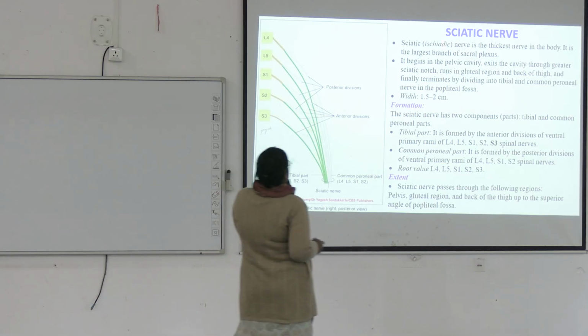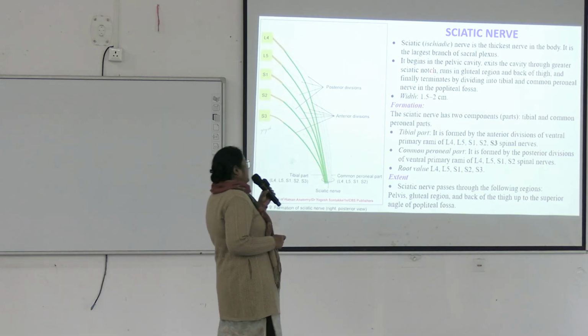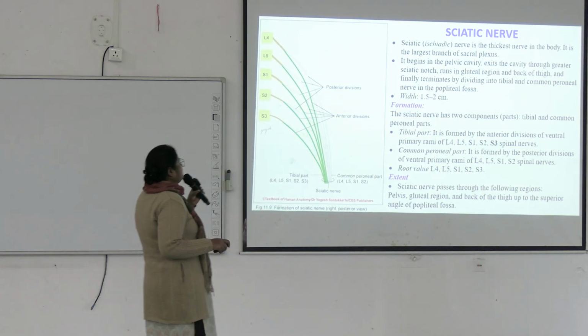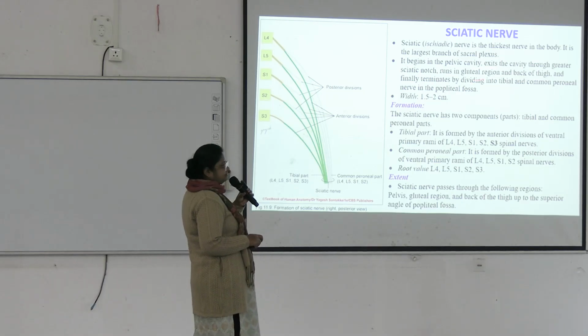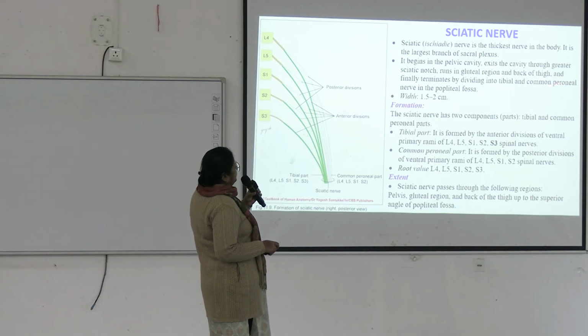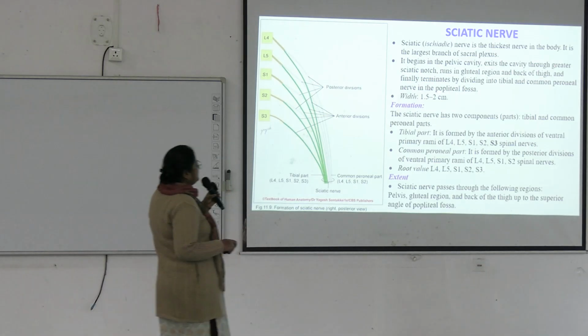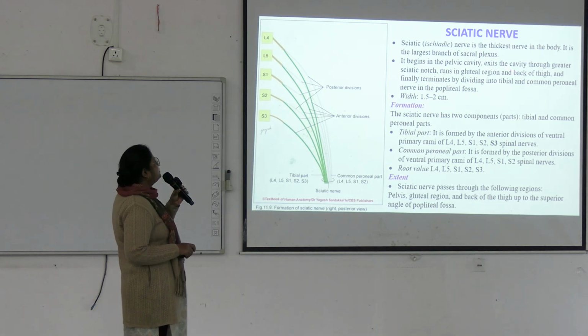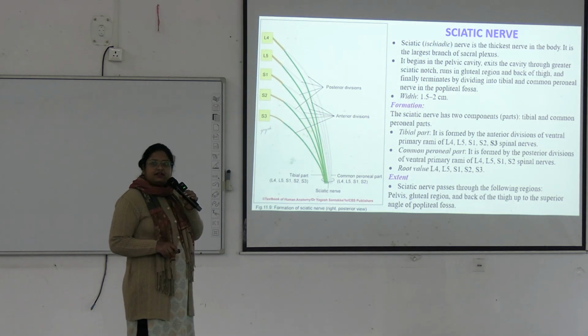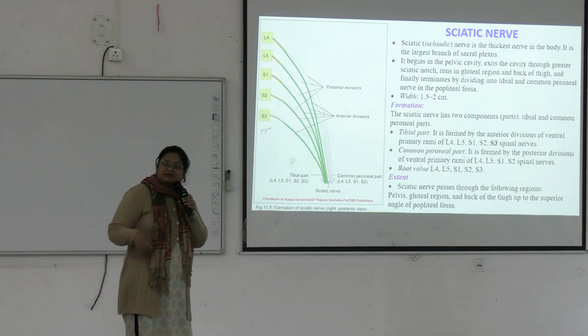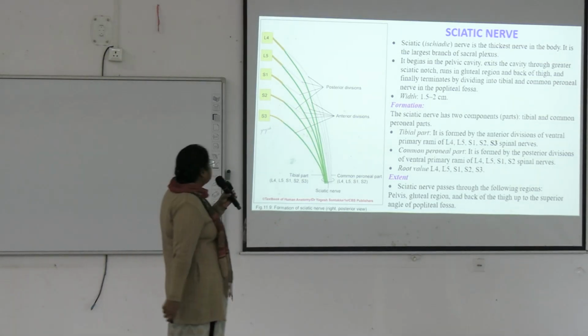So it begins in the pelvic cavity and exits the cavity through the greater sciatic notch, then runs in the gluteal region and the back of the thigh and finally terminates by dividing into the tibial and common peroneal nerve in the popliteal fossa. Okay, you have seen the sciatic nerve in the gluteal region and back of thigh.